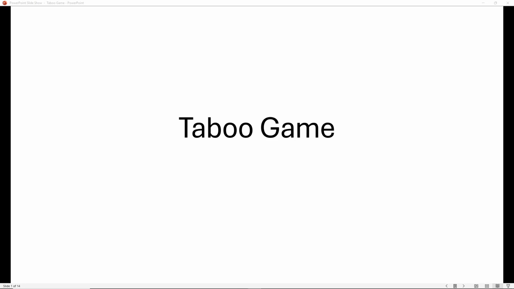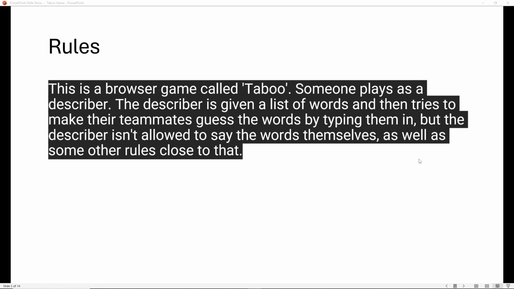Right. Taboo game. I'll mainly go over the basics as well as some English lessons. These are mostly just the strategy and tips I know from my experience of the game. So I'll go over the rules again.